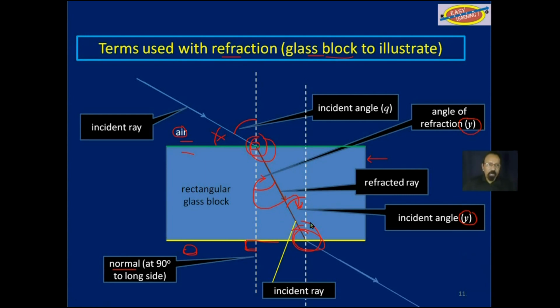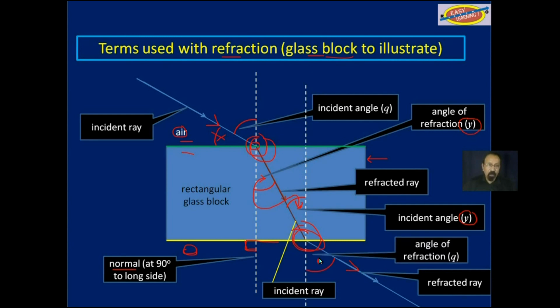And then that ray exits here parallel to the original ray up here, and this is called a refracted ray at this point. And now this angle here is our angle of refraction, Q. You will notice that this is Q and that one up there is Q. That means that that angle is equal to this one.